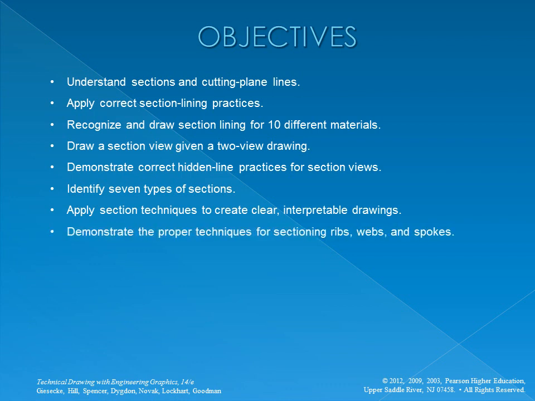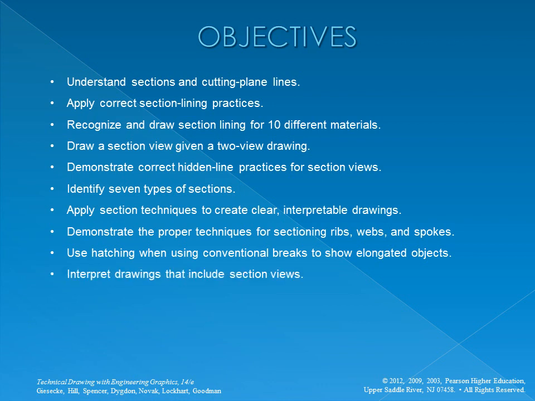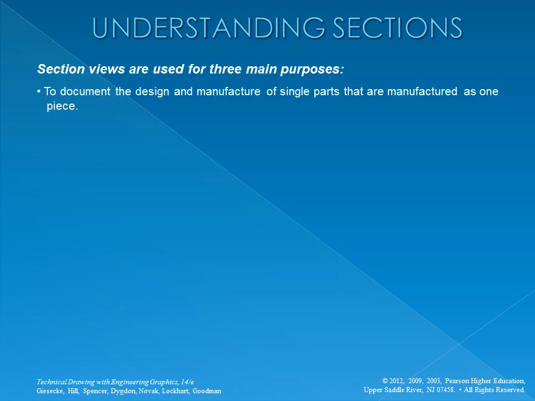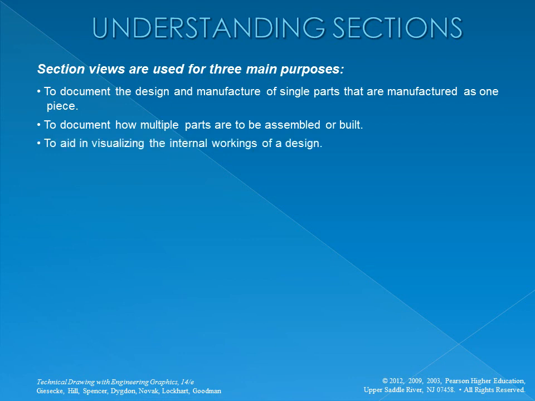demonstrate correct sectioning for ribs, webs and spokes, use hatching at conventional breaks in elongated objects, and understand and interpret drawings that include section views. There are 3 main purposes for drawing section views. They are to document the design and manufacture of single parts that are fabricated as one piece, to document how multiple parts are to be assembled, and to assist the visualization of the internal workings of the design.